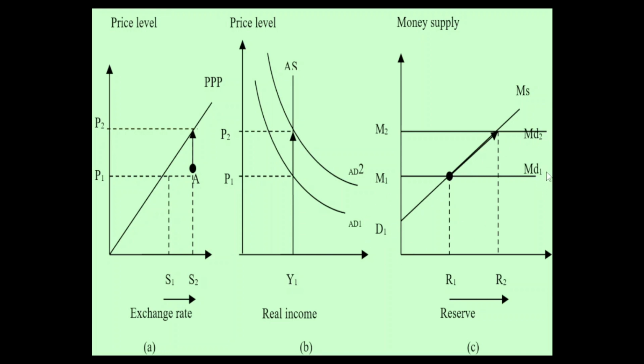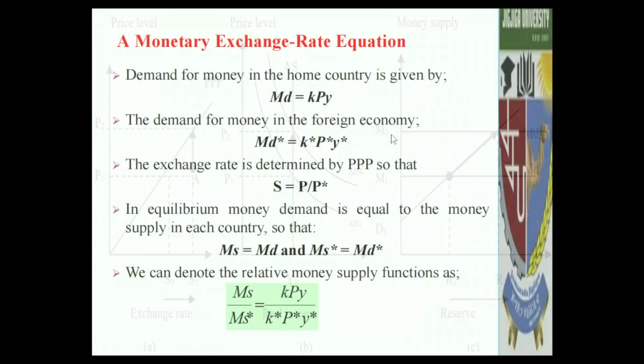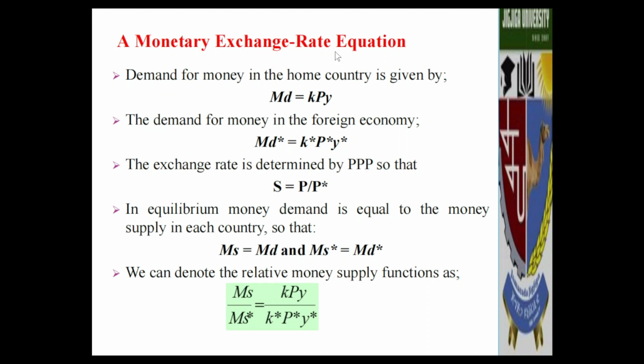When we consider this graph, there is money demand 1 and also money demand 2. So the reserve is increased from R1 to R2, and the money is increased from M1 to M2. Looking at this, a monetary exchange rate equation, the demand for money in the home country is given by this equation, and this is the demand for money in the foreign economy. This is the home country, this is the foreign economy.